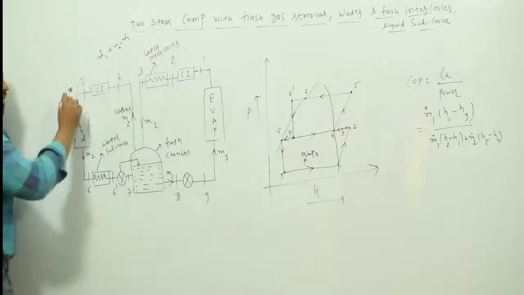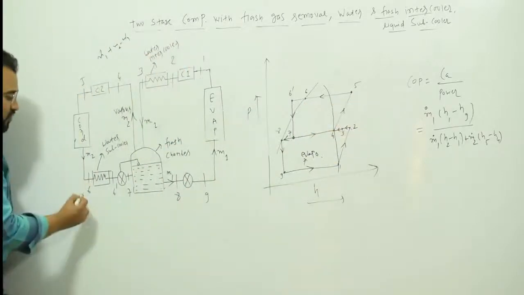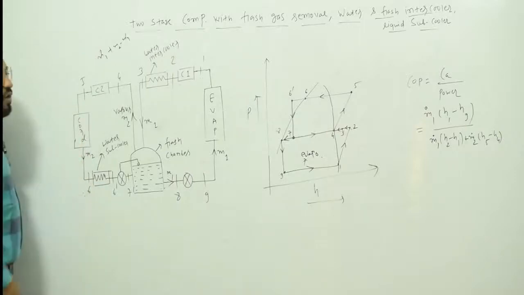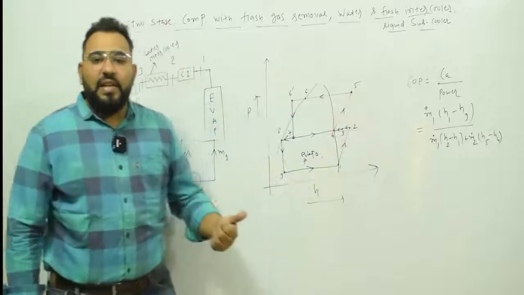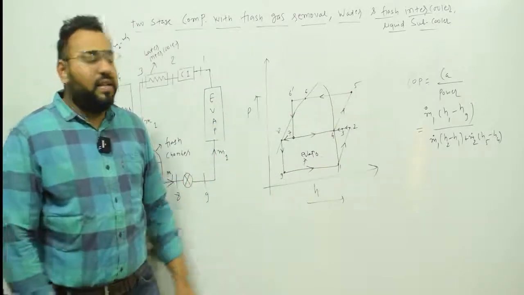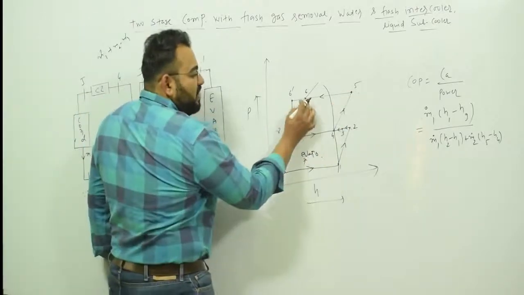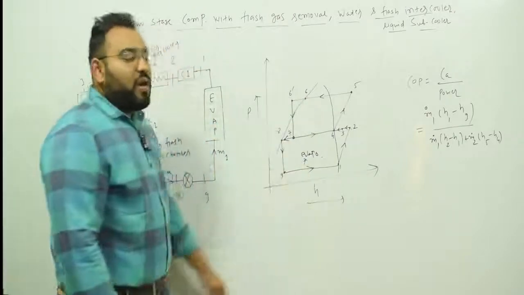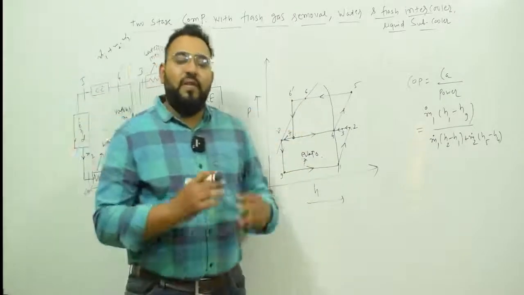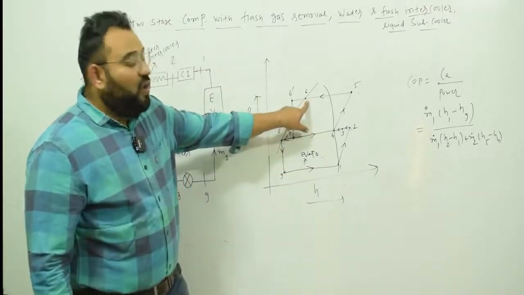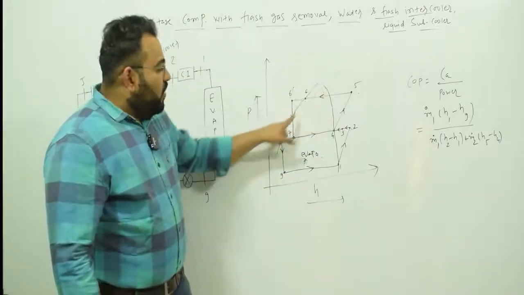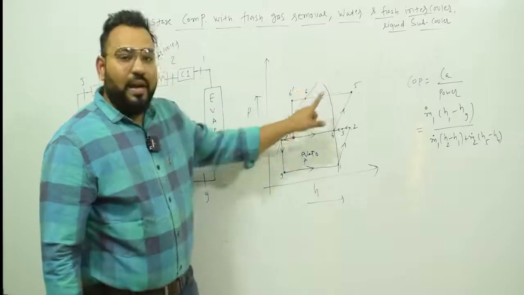Now 5 to 6 is condensation happening. We know that in condensation, heat will be rejected. Latent heat will be rejected, at constant pressure and constant temperature. So 5 to 6 is condensation. At point 6, you know that you are on the liquid line, because the vapor will reject the heat and convert into liquid refrigerant. That's why at point 6 you are on the liquid line. You can see that point 6 is on the liquid line.